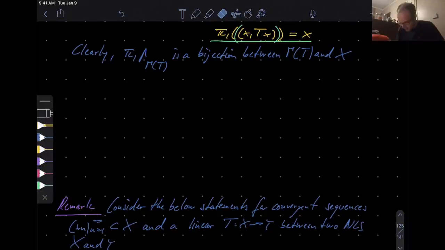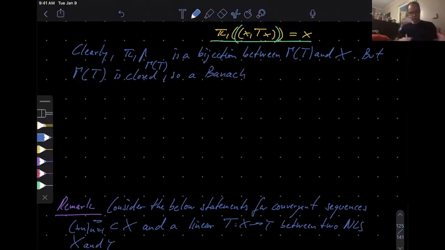But remember, the inverse mapping theorem only works between Banach spaces. That's why you require the graph to be closed, right? But gamma of T is closed, so it is a Banach space. And now this restriction of pi 1 mapping gamma T to X is a bijective linear bounded map between two Banach spaces, right? And now you can apply the inverse mapping theorem, okay?